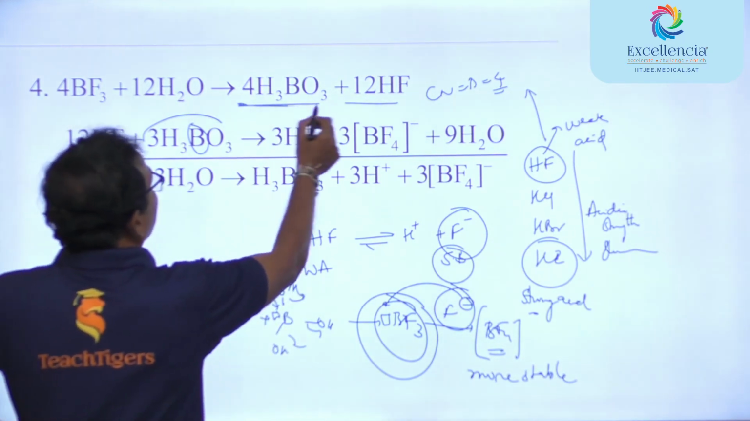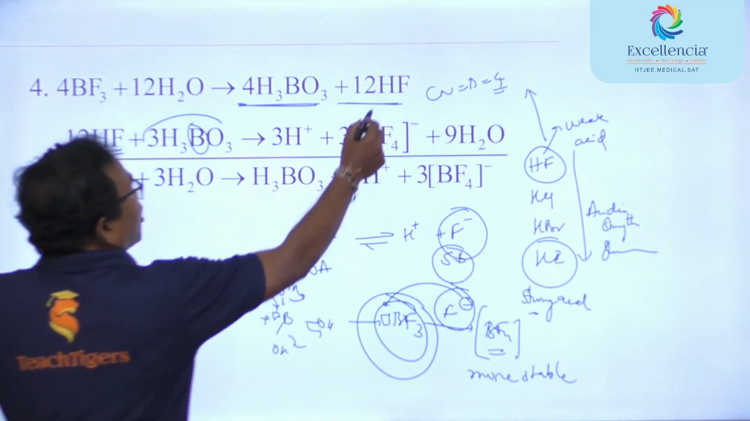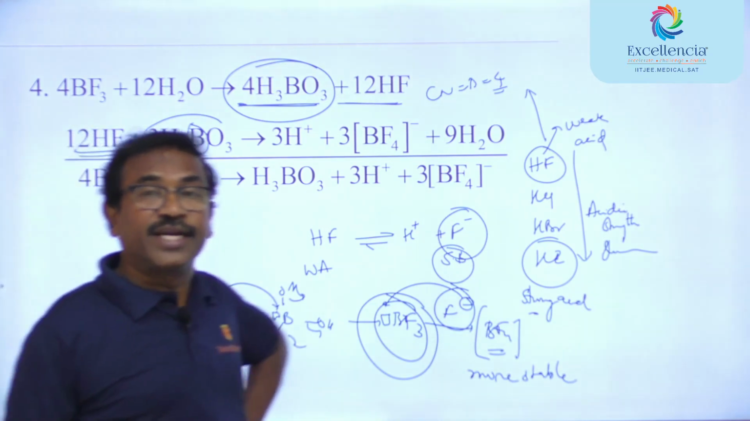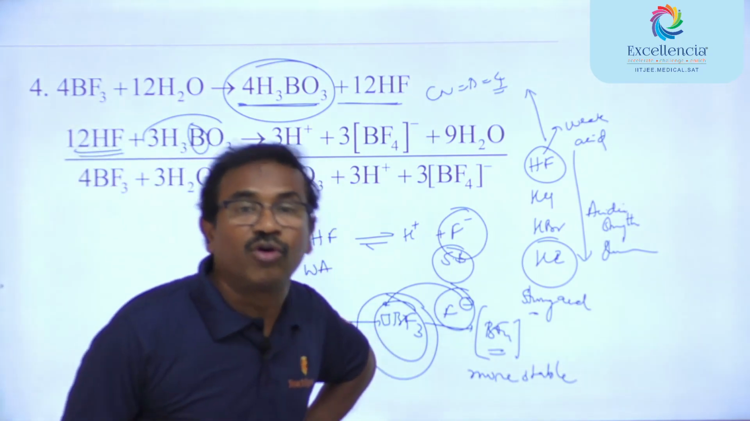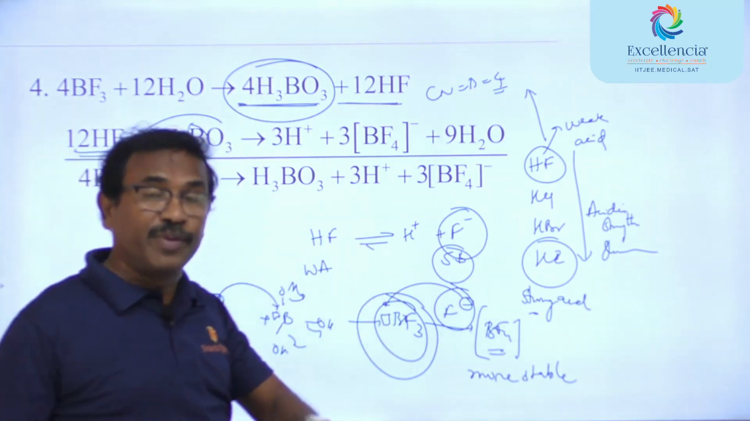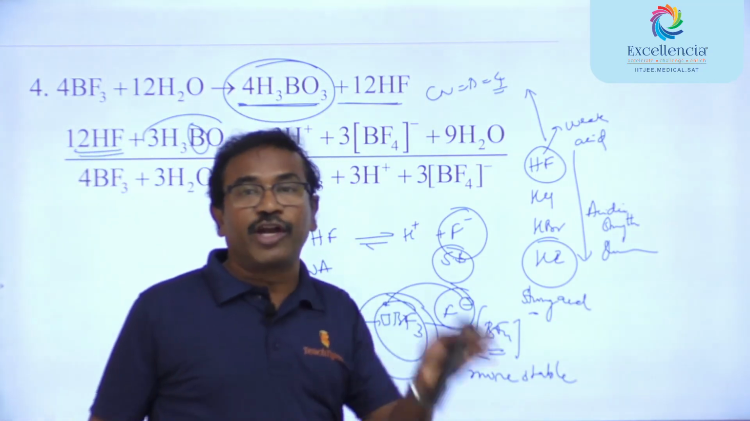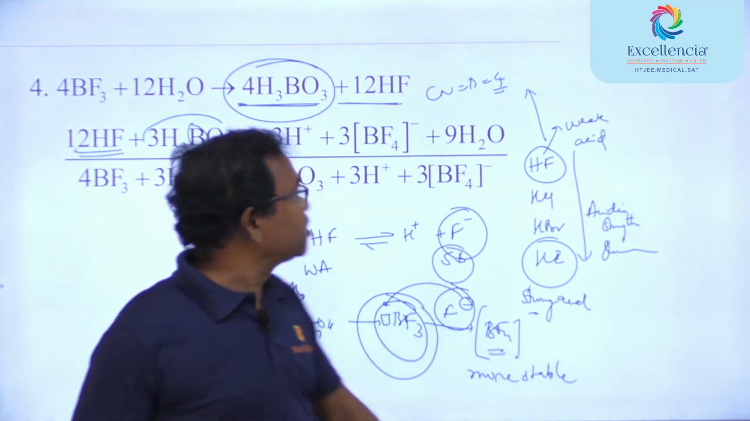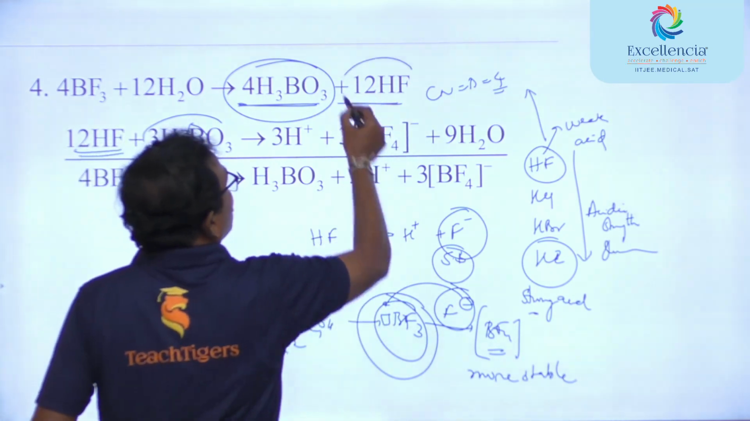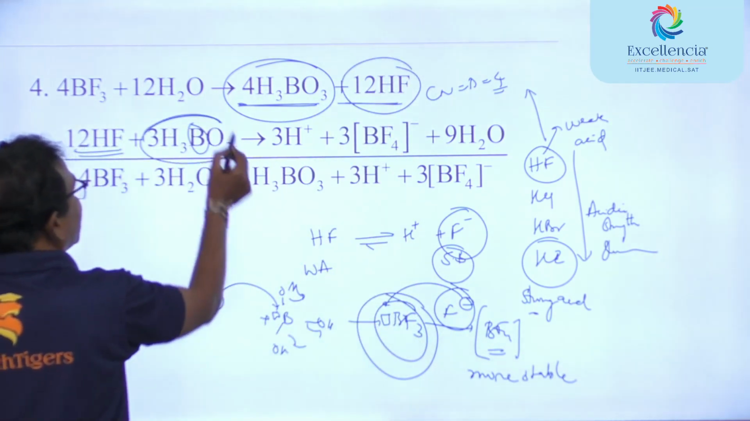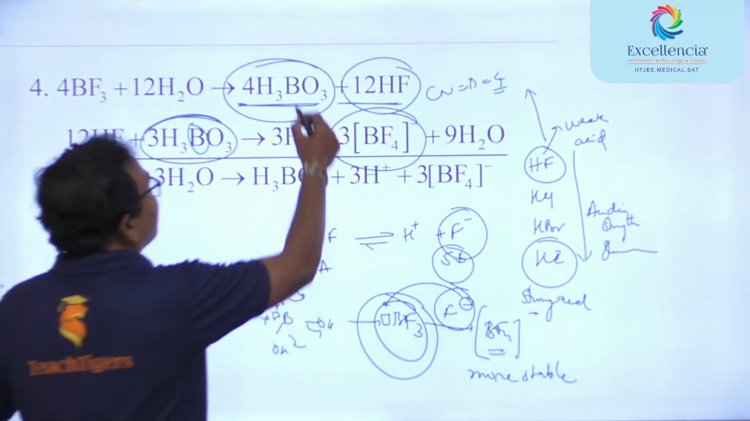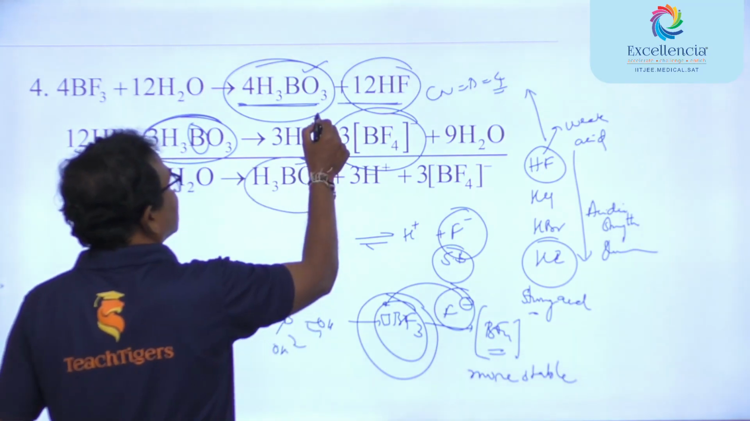Out of these 4 boric acid here, you cannot expect all 4 moles of boric acid to convert to BF4 minus. Because if all 4 boric acid have to convert to 4 BF4 minus, it needs 4 into 4, 16 fluorides, which are not there; it is only 12. Therefore, a partial reaction happens. 12 fluorides will react with 3 boric acids converting to BF4 minus, a more stable compound, and 1 mole of boric acid will be left out like this.